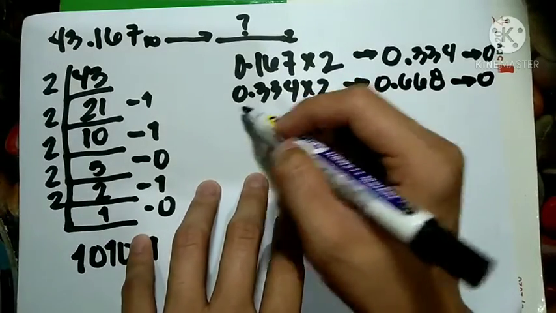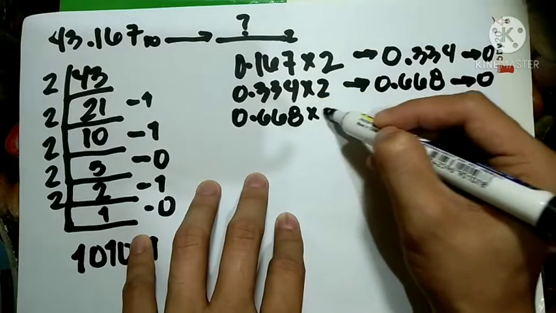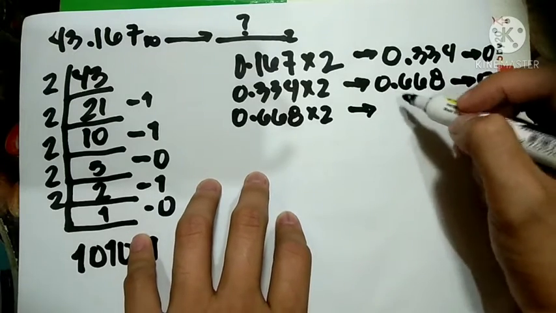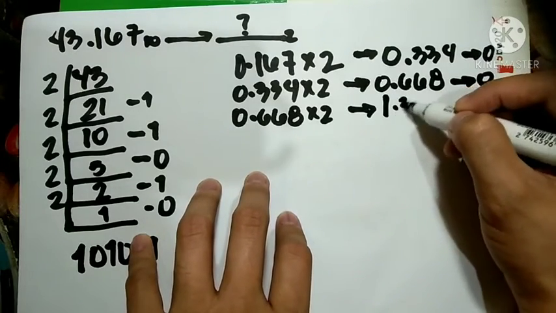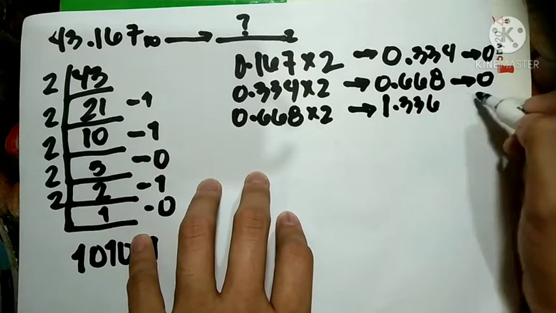Then multiply this 0.668 times 2. Then we got the answer 1.336. Then we will consider this 1.